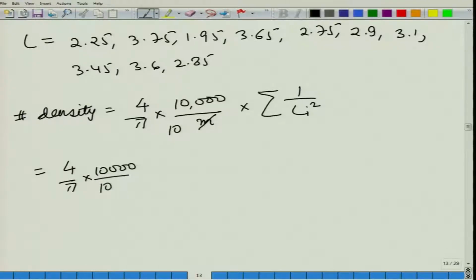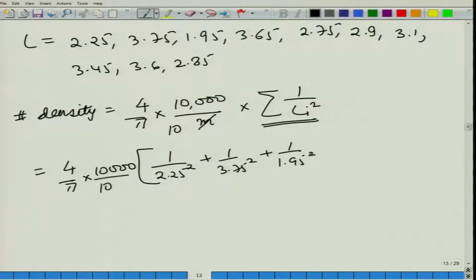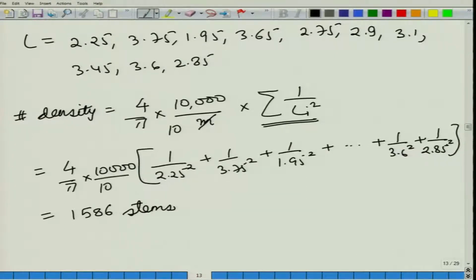Now, the distance between two trees is given in meters. So, in this case your sum over 1 over Li square will become 1 upon 2.25 square plus 1 upon 3.75 square plus 1 upon 1.95 square plus so on till 1 upon 3.6 square plus 1 upon 2.85 square. Now, when we do the calculations, we get a value of 1586 stems per hectare.